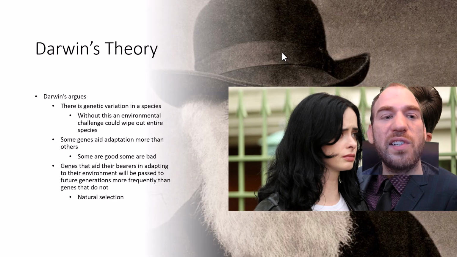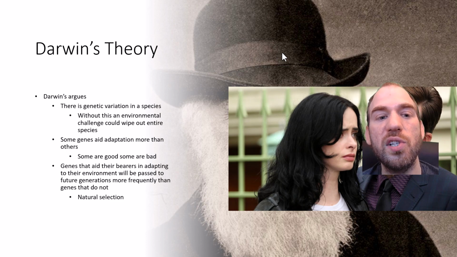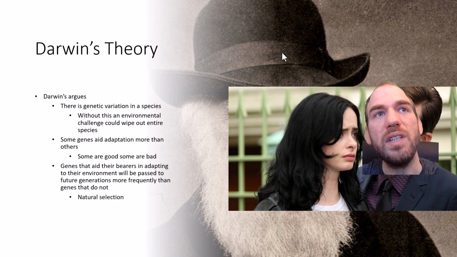Moving on to classic Darwin arguments, he argues that there are genetic variations in species. Without this, an environmental challenge could wipe out entire species. Some genes aid adaptation more than others. Some are good, some are bad. Genes that aid their bearers in adapting to their environment will be passed on to future generations more frequently than genes that do not. Natural selection. So this is classic Darwin stuff. Our big takeaway here is that there's variation genetically and biologically within the species.